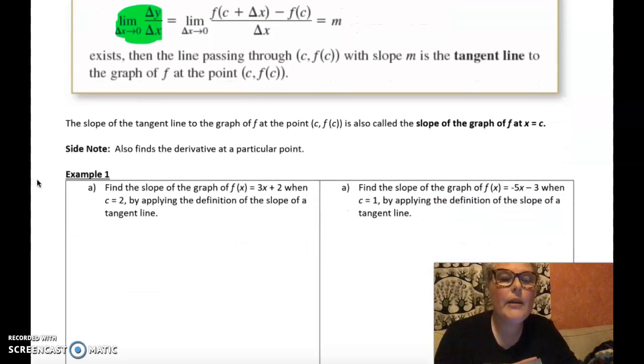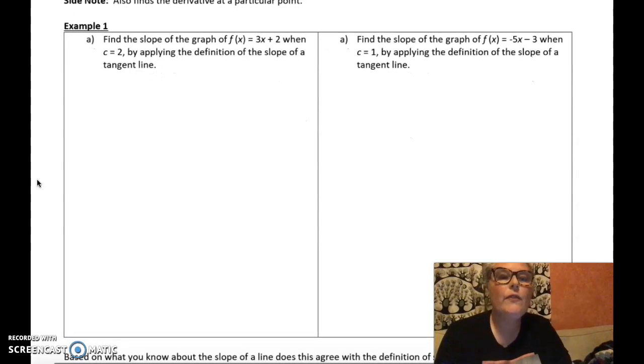So our job for example 1 is to find the slope of the graph of f of x equals 3x plus 2 when c is equal to 2 by applying the definition of a slope of a tangent line. Now, it's linear, so hopefully you know that the slope of this line is just 3, but let's actually apply the limit just for practice to prove to ourselves that we're going to get the same answer, even if we use the definition of the slope of a tangent line. So let's try that. I'm just going to write down the formula. You do not have to do this every time, but it's good practice just to write it down a couple times, then it kind of sticks in your mind.